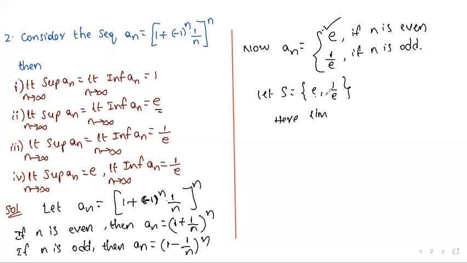Here, e and 1 by e: this is the upper bound and this is the lower bound. This is the supremum and this is the infimum. e is the supremum value. The limit supremum value is equal to e and the limit infimum value is equal to 1 by e. So the option limit as n tends to infinity, supremum of a_n is equal to e, infimum value 1 by e. So option 4 is the right answer.